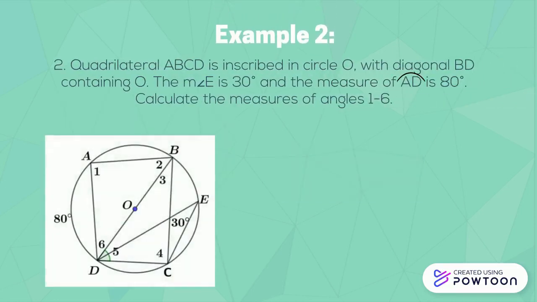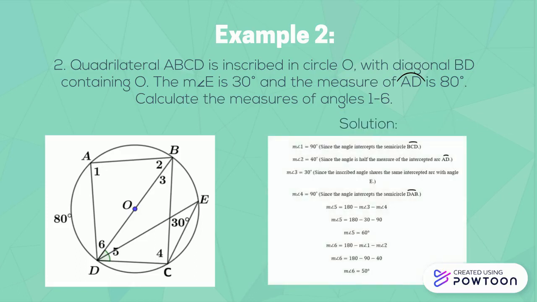Number 2. Quadrilateral ABCD is inscribed in circle O with diagonal BD containing O. The measure of angle E is 30 degrees and the measure of arc AD is 80 degrees. Let's find the angles 1 through 6. Well, the measure of angle 1 is 90 degrees since the angle intercepts semicircle BCD.